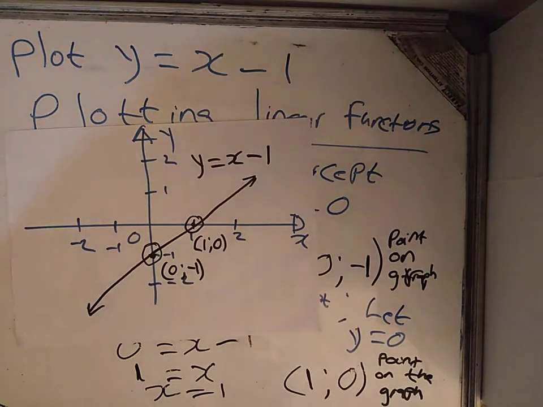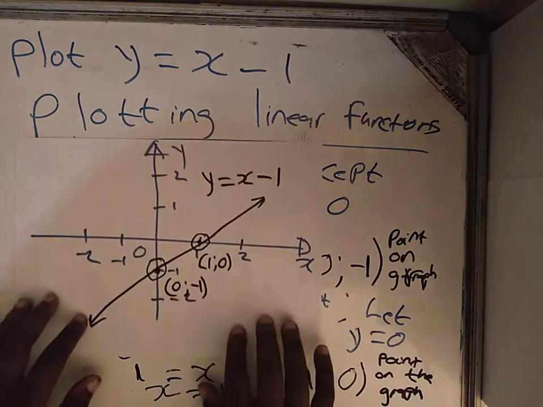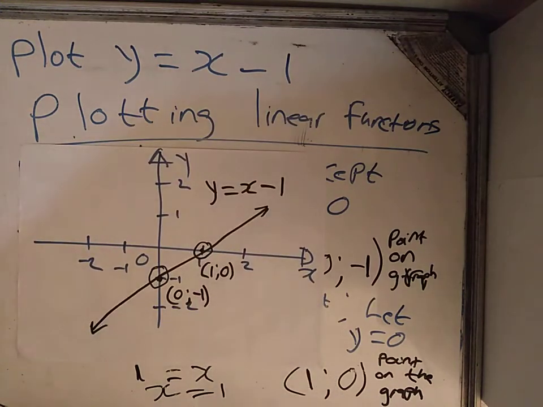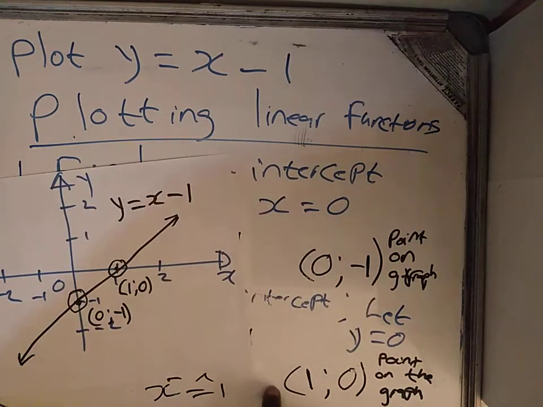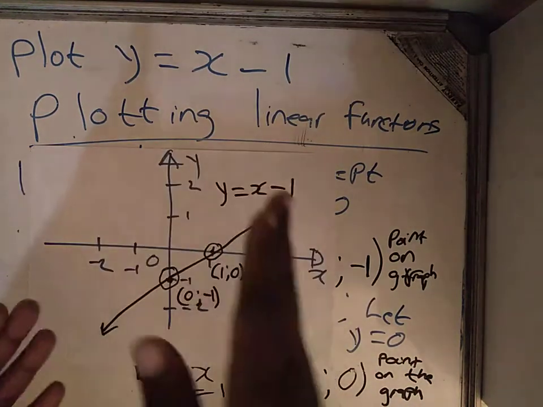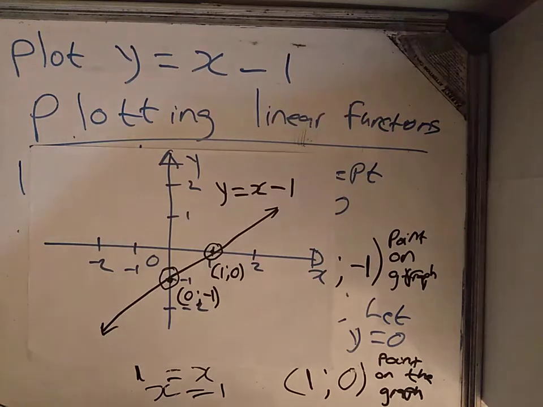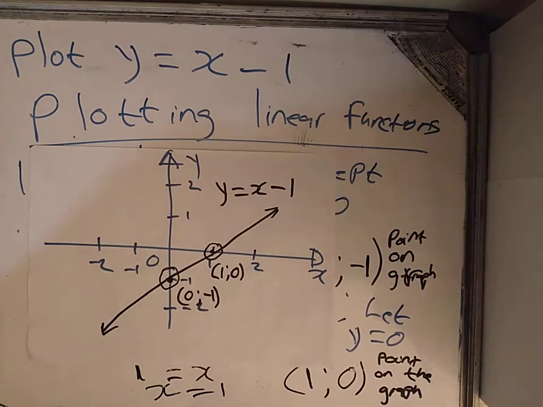So basically, what we were doing here, we're trying to plot a linear function, and we said we find the x-intercept and we find the y-intercept. It's only those two things. Once you find the x-intercept, find the point of the x-intercept, and then you find the y-intercept, and find the point of the y-intercept. Then you plot the graph and label it and label the points, and then you are done.